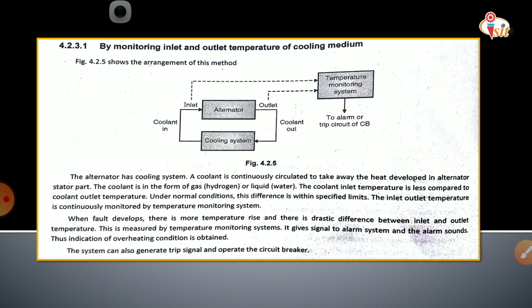Suppose when a fault develops, there is a more temperature rise and there is a drastic difference between the inlet and outlet temperature, and this is measured by the temperature monitoring system. It gives a signal to the alarm system and the alarm sounds, and the indication of the overheating condition is obtained.